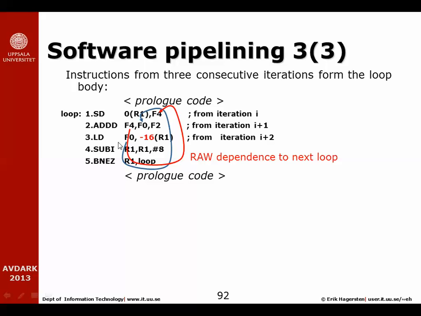Also, the dependence from the load instruction goes to the next loop. So F0 is written here, and after that nobody is even accessing F0. It's first after the whole iteration goes back here. So that means that what we've done here is we have no read after write dependencies within the loop. So we pulled everything at least one iteration apart from each other.